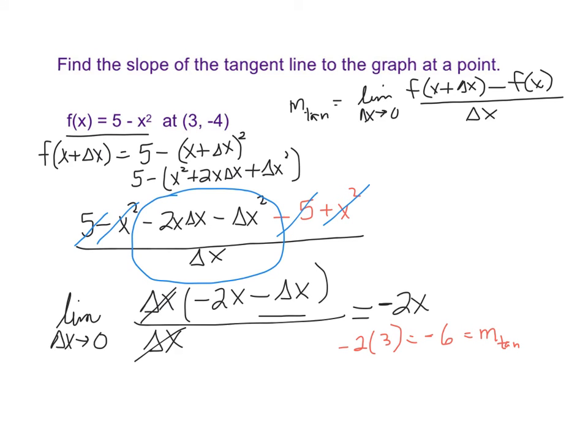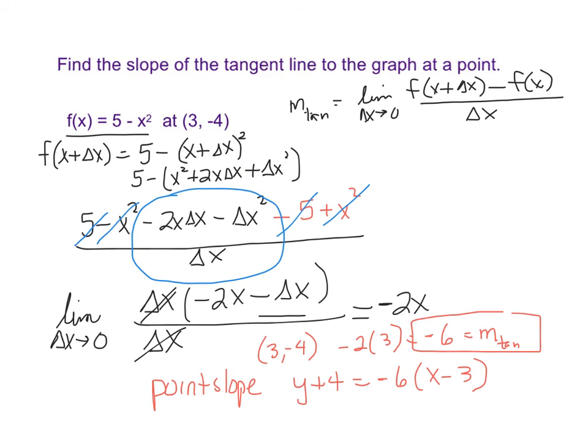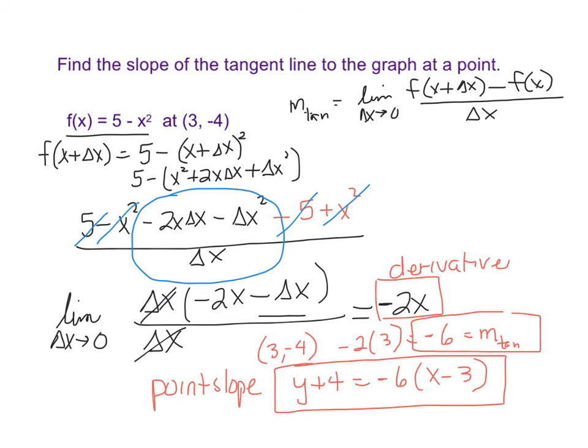Now, in order to write the equation of a line at a point, we are going to use point-slope form, and I'm going to use the point 3, negative 4, and I start like this. y plus 4 equals the slope, negative 6, times x minus 3. So we have not only the slope of the tangent line, we also now have an equation of the tangent line, and we have the derivative, which is the slope of the tangent line at that point.